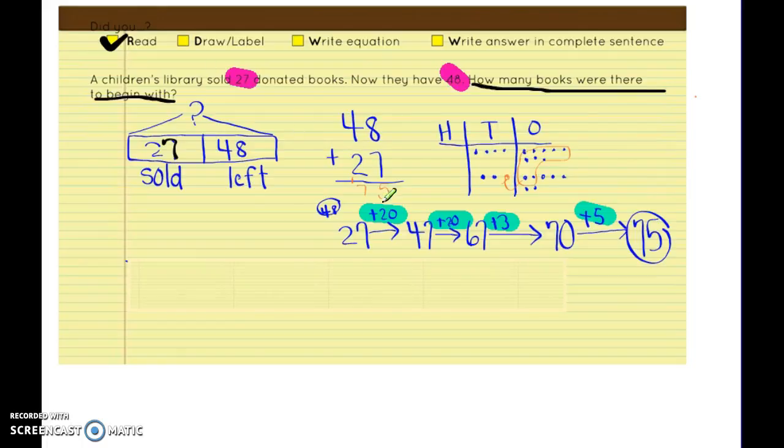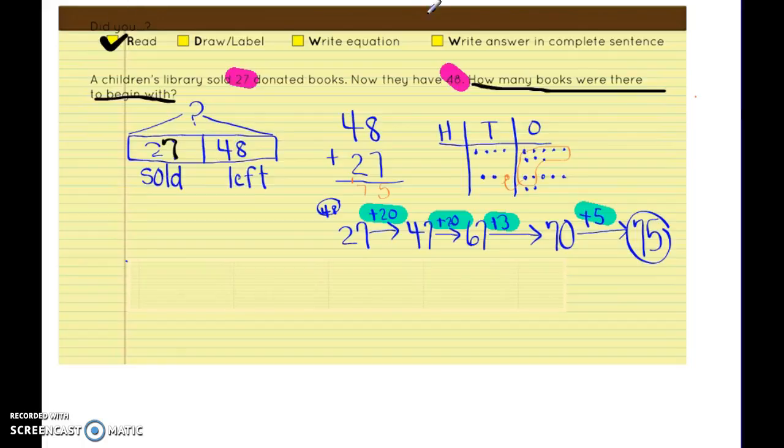I can double check to make sure I've added all that I've needed by counting my top. So there's 20, 40, 43, and 43 plus 5 is 48. And 48 is the same amount of the part that I have.